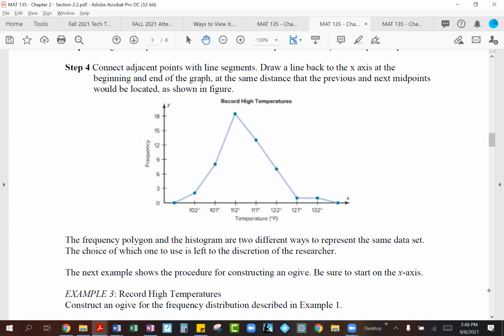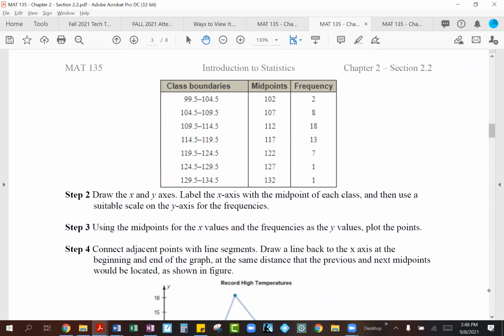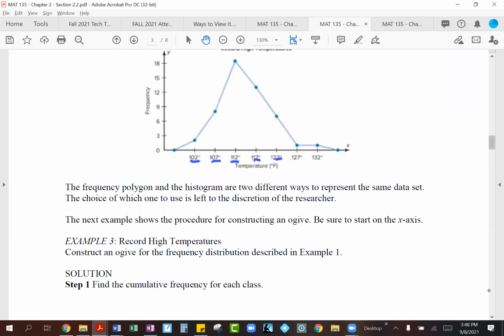So you find the midpoints for each one of your class limits. And you can see these are the numbers that they come out to be. You can see that over here also. And you come up with your frequency polygon.